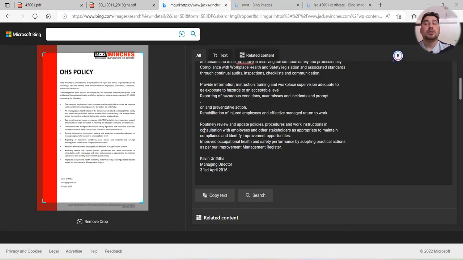It should be there. So whenever you are making any policy, consultation, participation, and communication should be there also with the workers. Improve occupational. So improvement also is there by adopting practices as per the improvement management register. And it is signed by the managing director, 3rd April 2016, Kevin Gibbs.